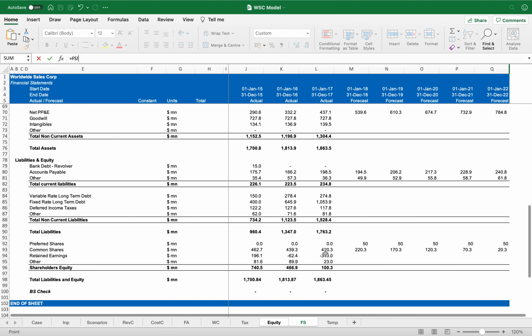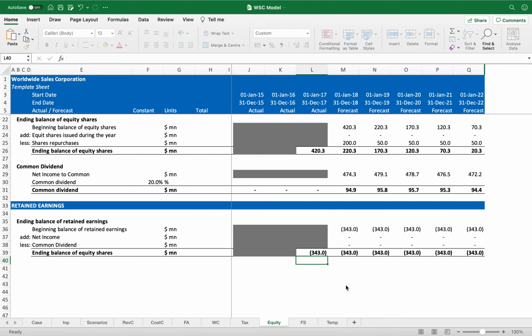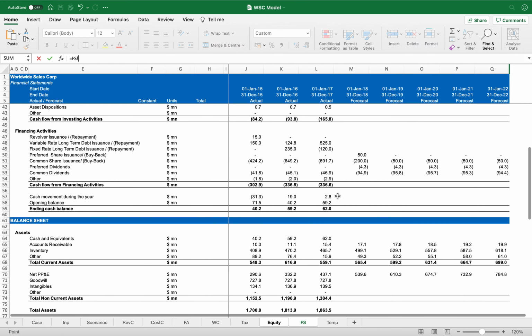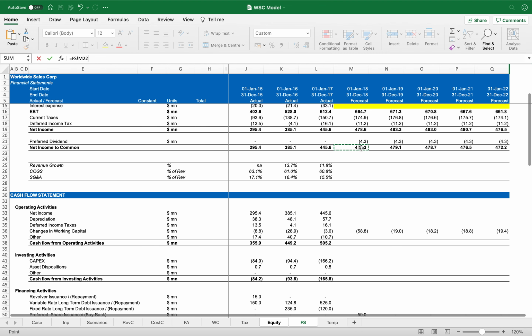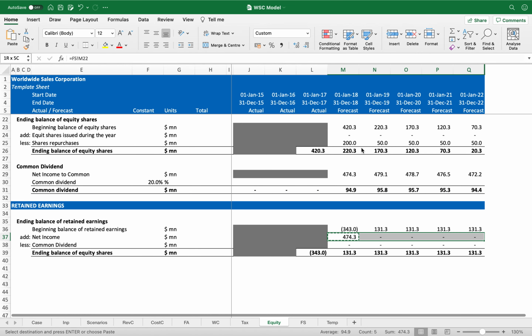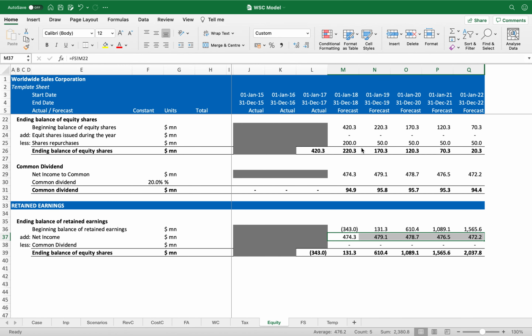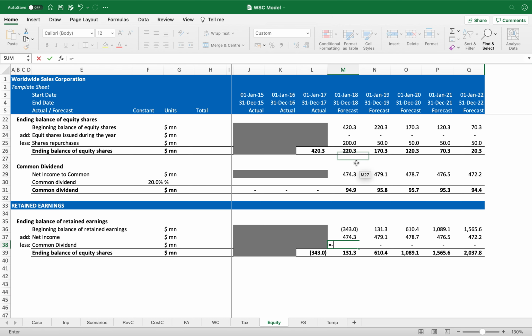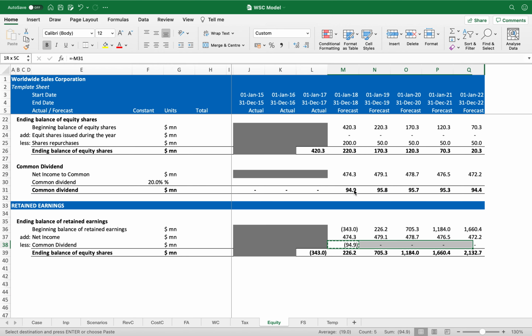Now what is the ending balance of retained earnings in 2017? Your balance sheet, minus 343. What is the net income to common? $474.3, and so on. What is your common dividend? You just have computed above. So you arrive at your ending balance of retained earnings.